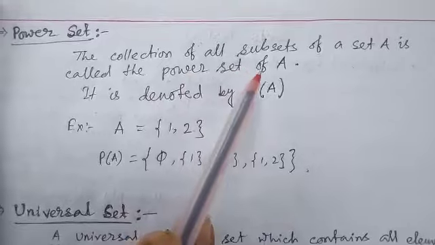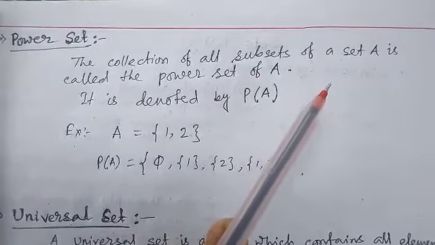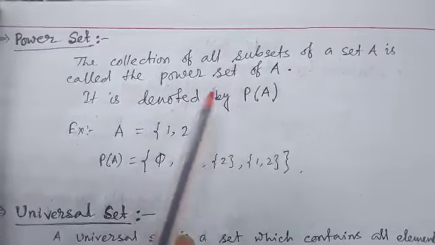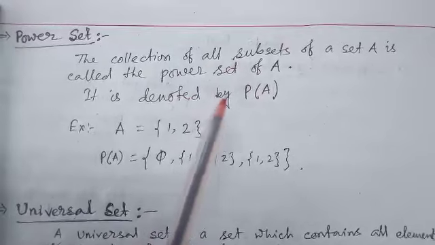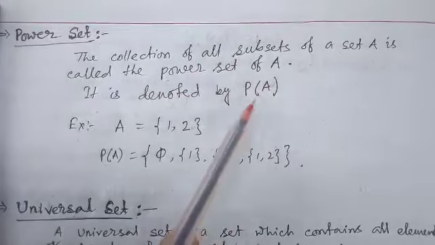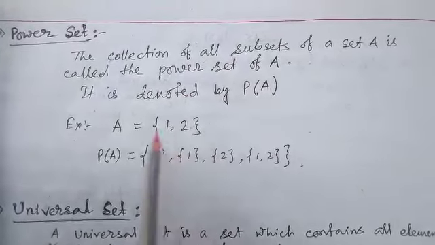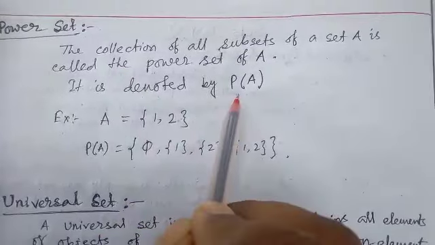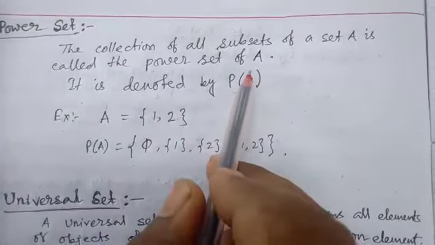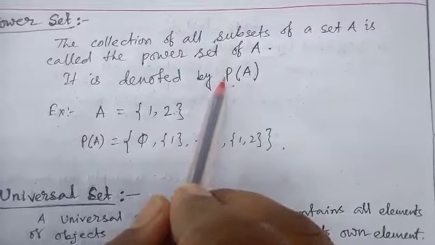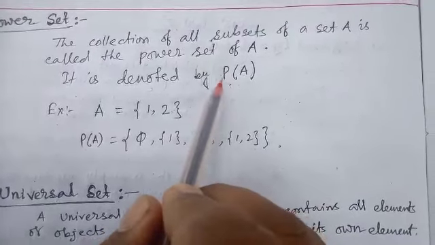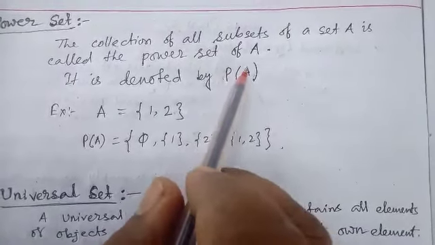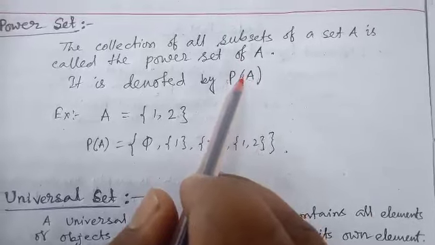The collection of all subsets of a set A is called the power set. So that means the collection of all subsets of a set is called power set, and power set is denoted by, suppose, P of A. A is the set and its power set is P of A. That means the set of all subsets.